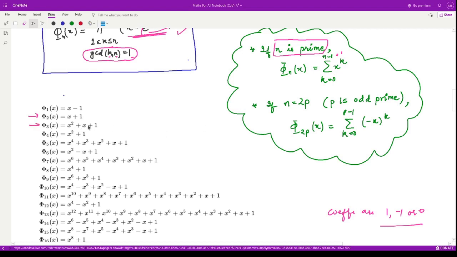So 3 is also prime. So it should be x to the power 0 plus x to the power 1 plus x to the power 2. We go up to 3 minus 1, n minus 1, right? Again 5 is prime. So we have 1 plus x plus x square plus x cube plus x raised to power 4. We go up to 5 minus 1, that is 4. Again for 7 we have this thing, again for 11 we have this thing, for 13 we have this thing, and so on, right? And when n is equal to 2p, where p is some odd prime number, in that case you can write the polynomial as the summation of minus x raised to power k, where k varies from 0 to p minus 1, right?